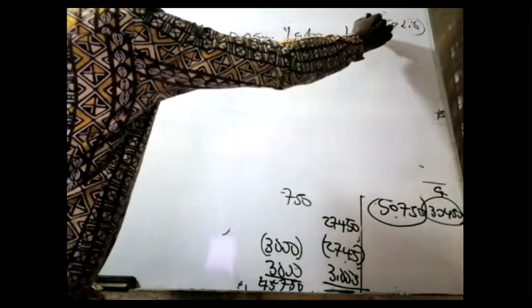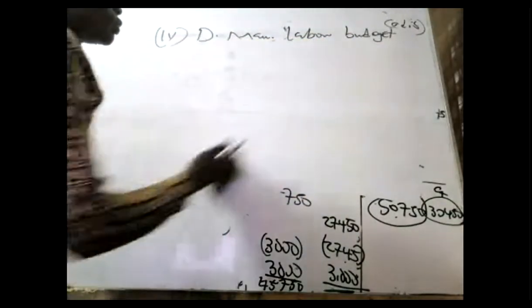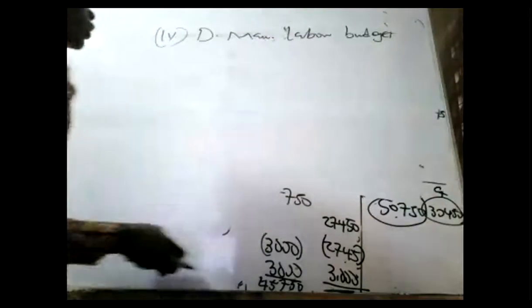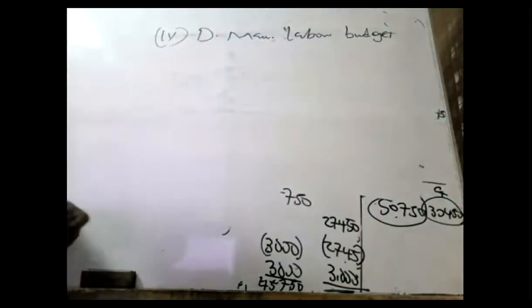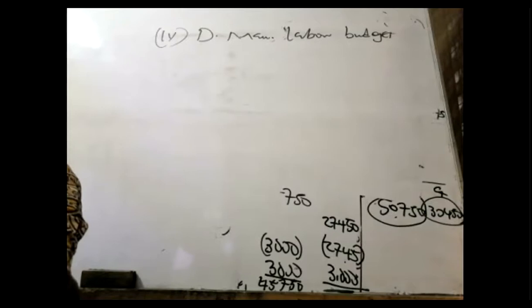Labor budget. There's no shortcut to increase for the month of October. Let's go and read the question. Maybe the budget for labor, they might also have different types of labor, like the way they have in a time.